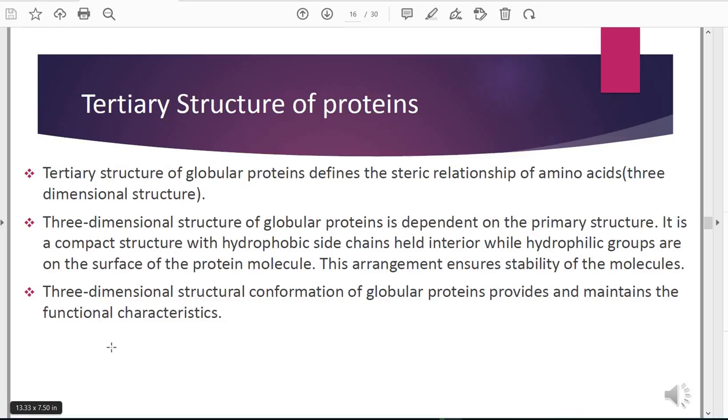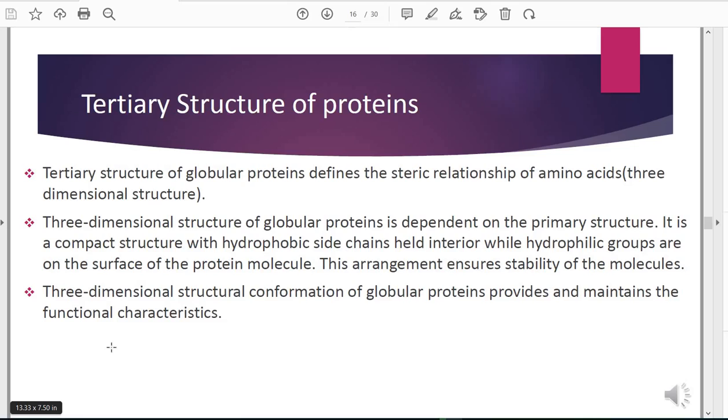تعالوا نكمل ال third level وال fourth level of protein structure. احنا اخدنا ال primary structure وال secondary structure وال super secondary structure. Tertiary structure is the third level of the protein structure.